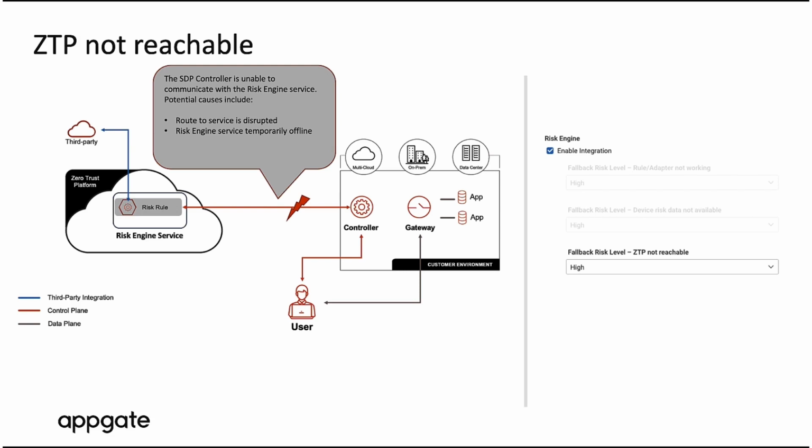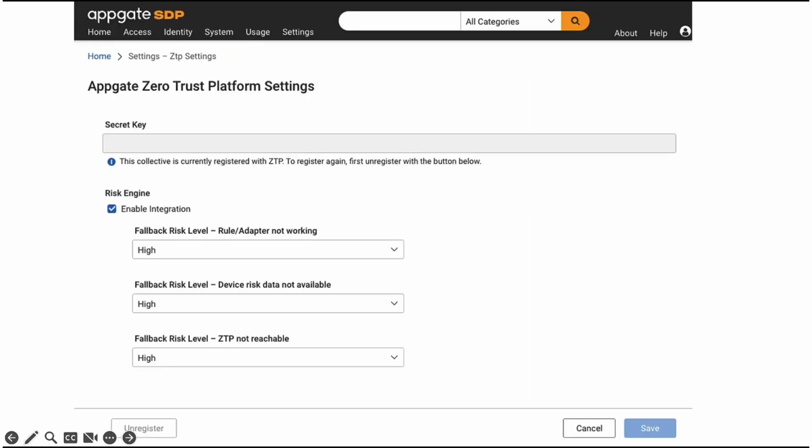Maybe the route from the controller to ZTP somehow has a break. Or it's possible that the risk engine service itself would be temporarily offline. Nevertheless, if the controller is unable to communicate with ZTP, then it has this fallback score you can use. Now, just quickly coming back here, looking at these three, again, they're all set to high by default.